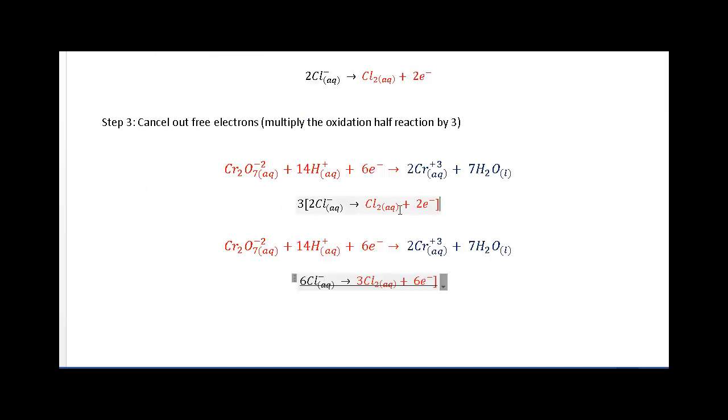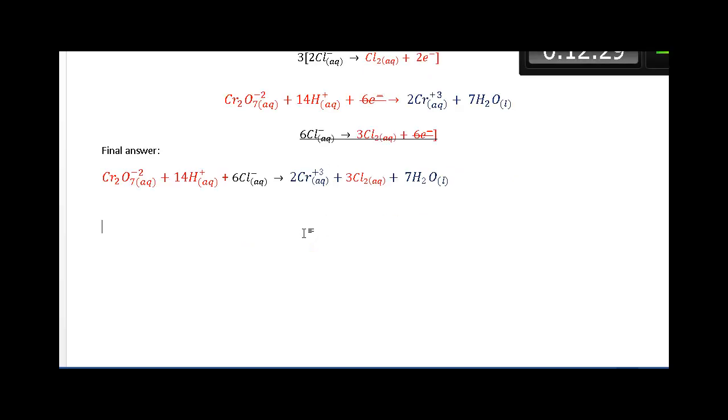So multiplying the second half reaction by 3 gives us 6Cl minus goes to 3Cl2 plus 6 electrons. It's very important that these 6 electrons on the product side will cancel out with these 6 electrons on the reactant side of this reduction half reaction. So what we're left with is our final answer, and let's check to see if everything is balanced. This is the final answer that I'm getting after we cancel out the electrons: Cr2O7 2- plus 14H plus 6Cl minus is going to go to 3Cl2 plus 2Cr plus 3 plus 7 waters.